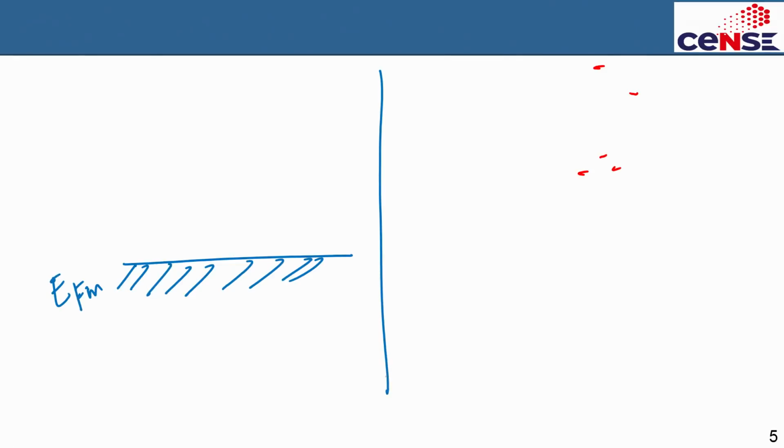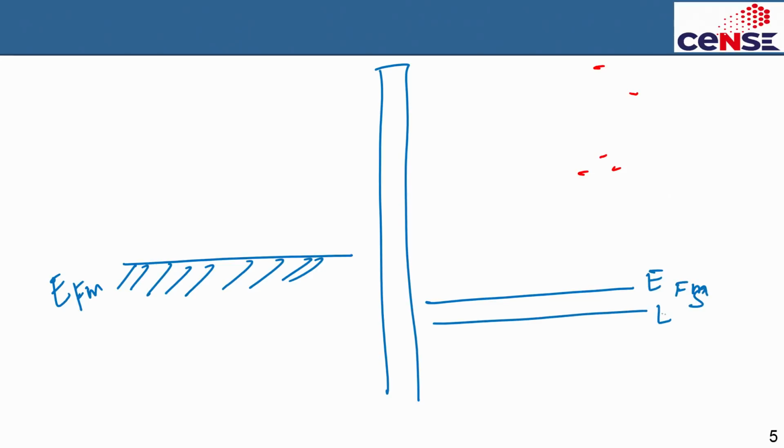Then there is the dielectric here. Suppose the semiconductor work function is here. This is before you join them. This is the semiconductor work function. This is the semiconductor valence band, this is the semiconductor conduction band.